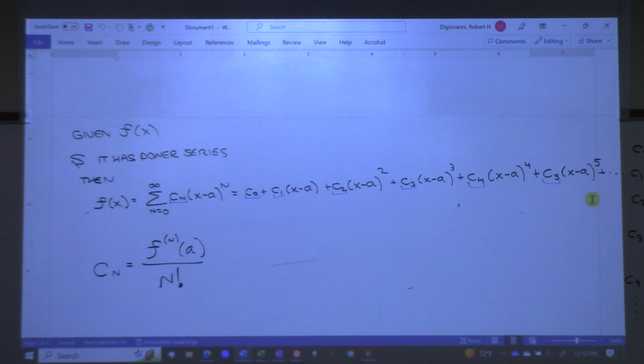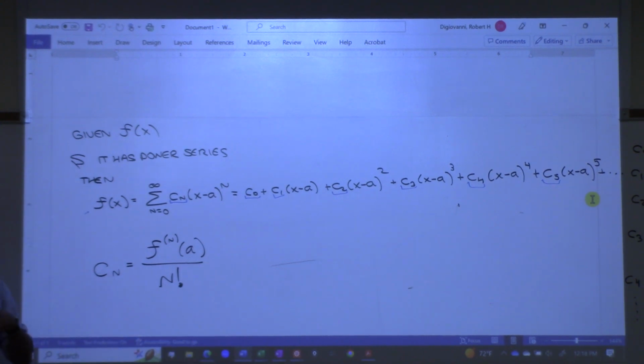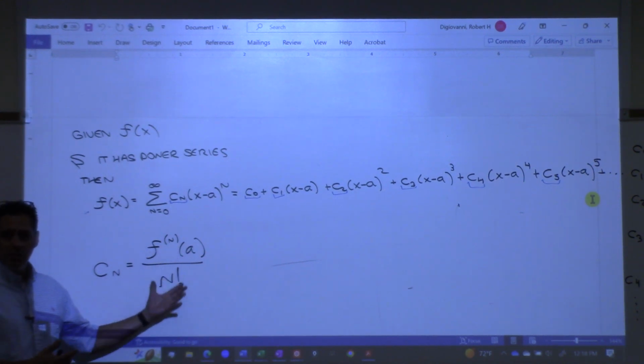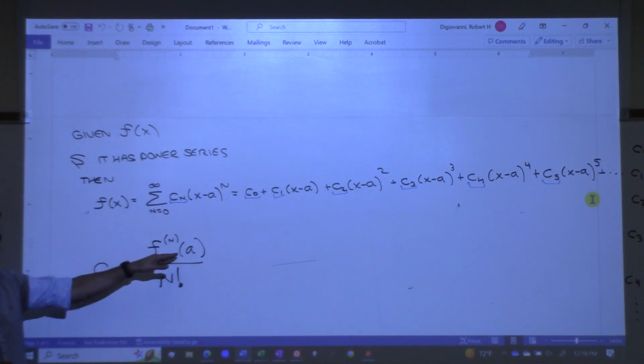And this is the master, like, this is it. Because almost all functions can be written in a power series. And the only thing you have to do to determine what its power series is, is determine what those constants are. And this is a formula to find the constants. And it requires that you're able to take successive derivatives. That's the only real requirement, is that these derivatives exist.